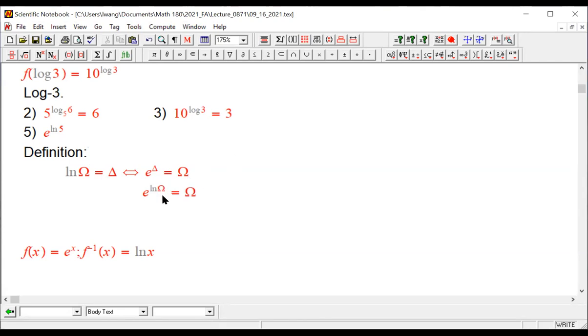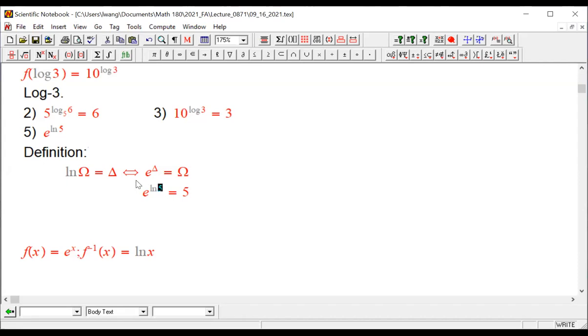Right? There's nothing in front of it. That means 1 times it. If you have a 2 times it, that's not going to work. Okay. Now, 1 times it. If you have these match, e is the base of exponential, and ln is the base of e. Therefore, whatever this omega is, if this is 5, this is going to be 5.